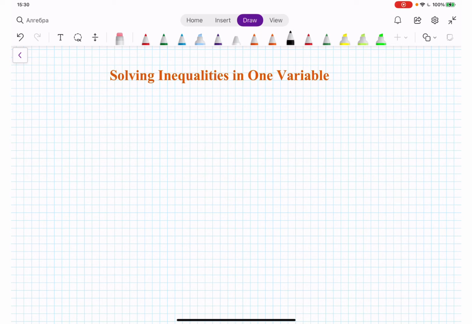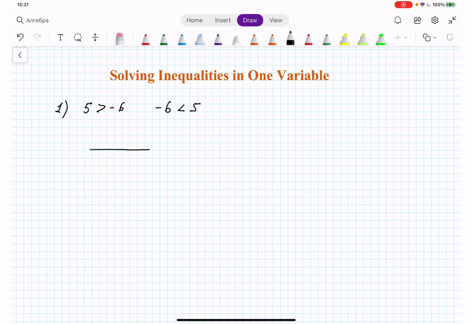Okay, solving inequalities in one variable. Question number 1. Very basic question, but very important question also. We have two statements: 5 is greater than negative 6, and negative 6 is less than 5. Which statement is true? Let's see.